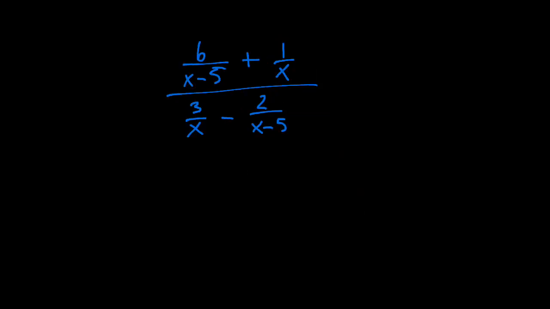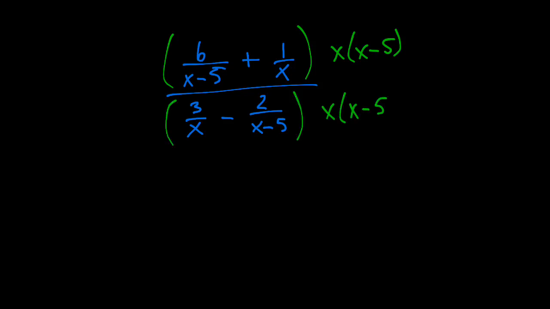So let's take a look at a little bit more complex of a complex fraction. Here we have 6 over x minus 5 plus 1 over x divided by 3 over x minus 2 over x minus 5. Look at the denominators, and we see that we have x and x minus 5 on the top and x and x minus 5 in the denominator. So we're going to just multiply top and bottom by x times x minus 5. Because again, we're still just really multiplying by 1 when we do that.